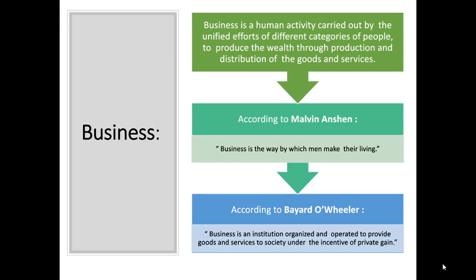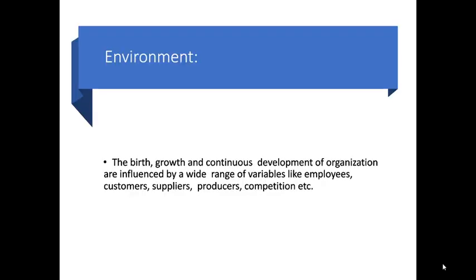I am explaining these two things separately. What an environment is: the birth, growth and continuous development of an organization are influenced by a wide range of variables like employees, customers, suppliers, producers, competition, etc. As I told you, there will be internal and external factors. So all these factors or variables combined are known as an environment.